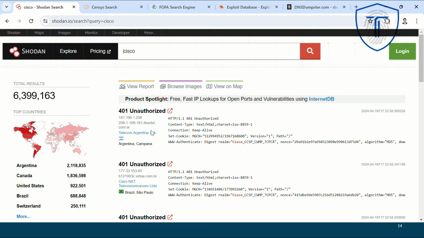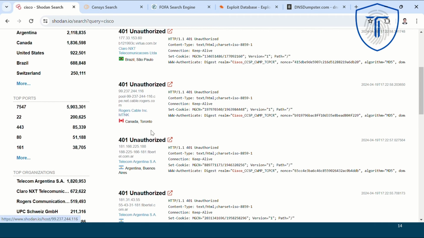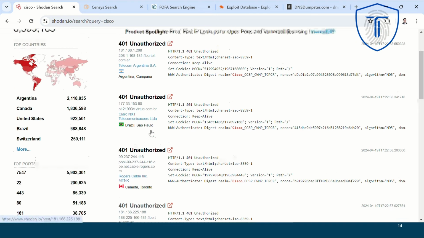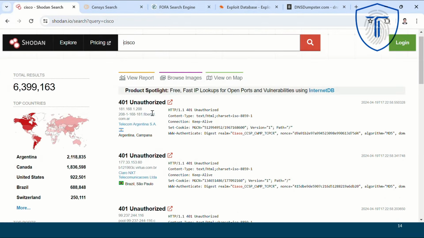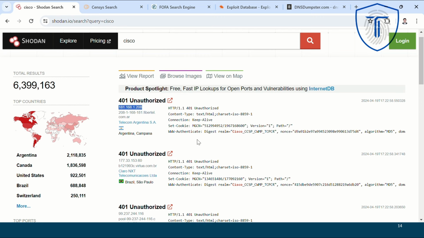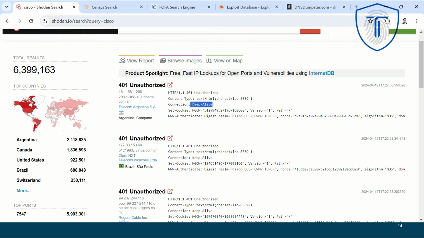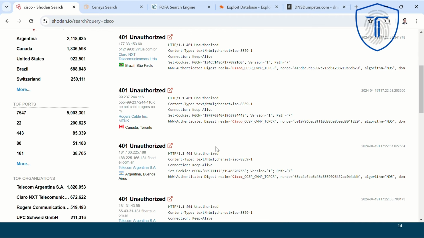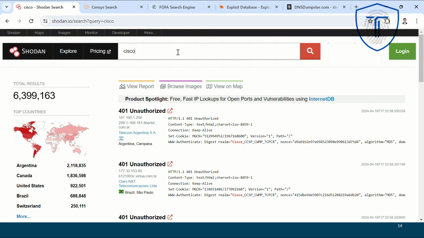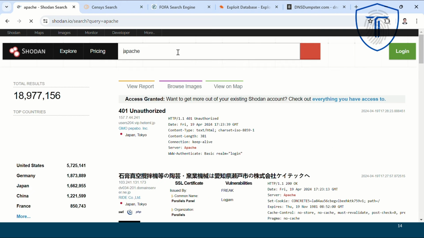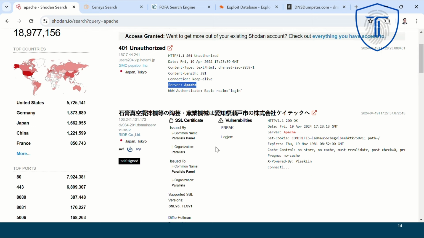This is the detail about the Cisco IP addresses, and whether the connection is alive or not. You can search for any other technology, such as Apache server. Here are the IP addresses which are working on Apache server.